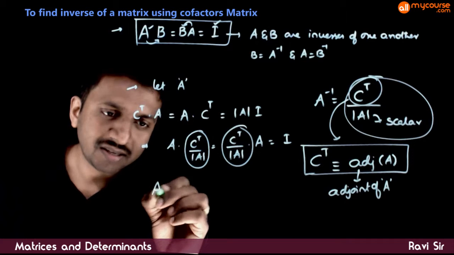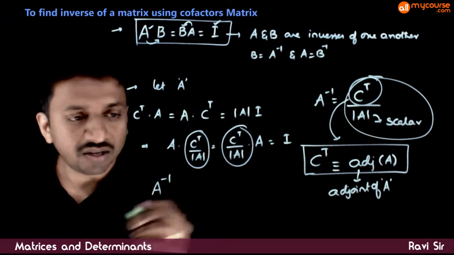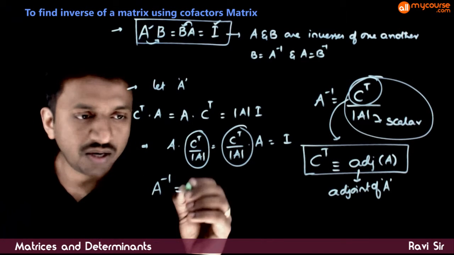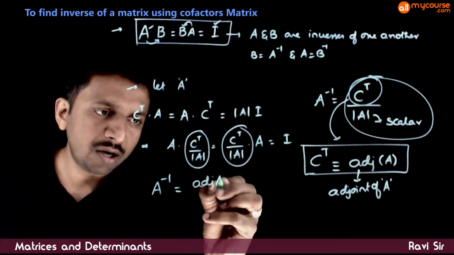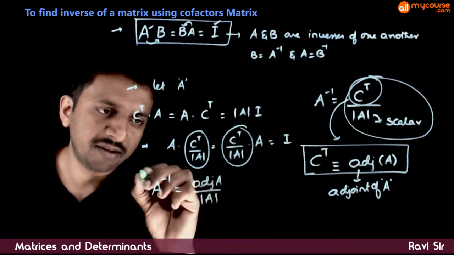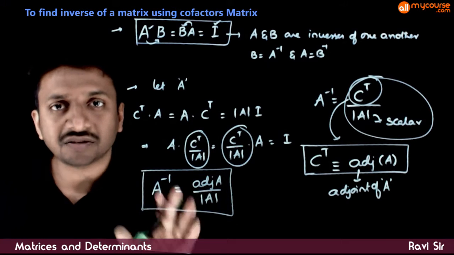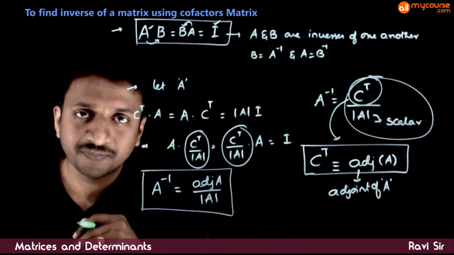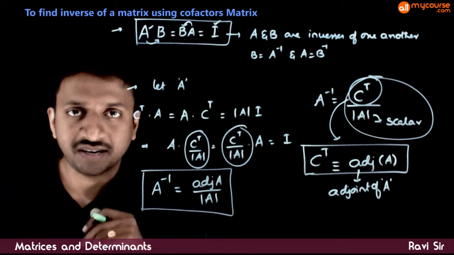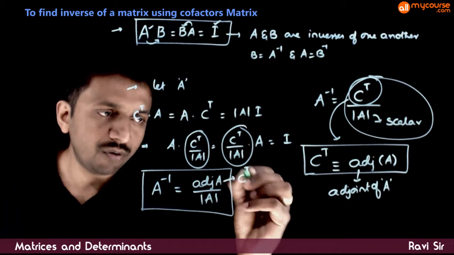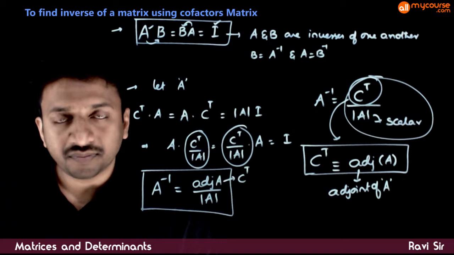So what is the definition of A inverse? A inverse is equal to adjoint of A by det A. This is a very simple process to find the inverse of a given matrix. Adjoint of A by det A. Adjoint of A is nothing but cofactors matrix transpose.